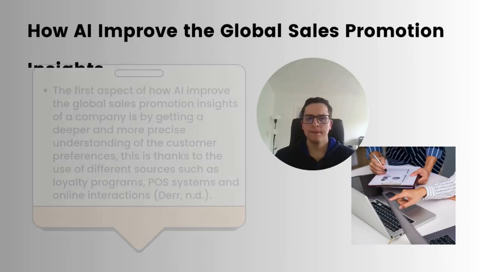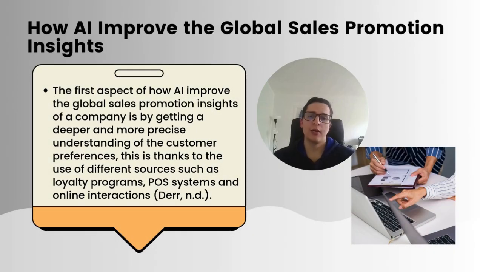That's all. Okay, so now we're going to talk about how AI, or artificial intelligence, improves the global sales promotion insights of companies. Here we're going to talk about three main aspects. In this slide, we're going to talk about the first and most important aspect of how AI improves the global sales promotion insights of a company. This is by getting a deeper and more precise understanding of what customers' preferences are. This is thanks to the use of different sources such as loyalty programs, POS systems, and even online interactions.